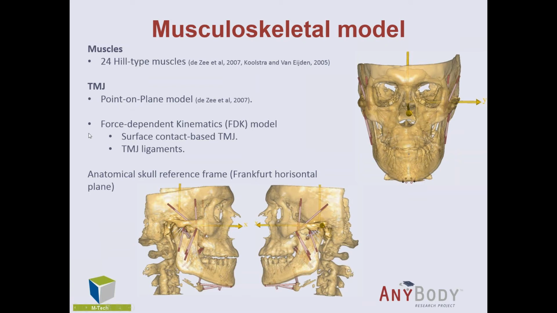And then we tried to do something more advanced. So we introduced what we call a force-dependent kinematics model. And it's based on surface contact at the temporomandibular joint, and we also introduced models of the temporomandibular ligaments. I will, on the next slide, explain in more detail what we did here. Last but not least, we also defined an anatomical skull reference frame, which we defined based on a Frankfurt horizontal plane, so that we can represent both the joint reaction forces and the resultant joint kinematics that we get out in a shared anatomical reference frame and compare the results with the different models.